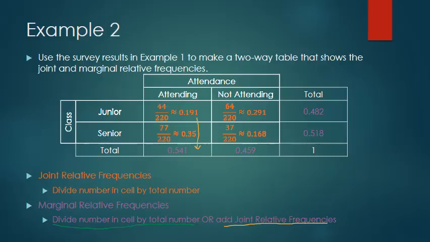So another way to do this, the number in this cell was 121, I believe. So 121 divided by 220 should give me this number as well. So those are 2 different ways to get the same thing, and we could do either one of those in each of the spots on this table where I have purple in there, and that gets me the marginal relative frequencies. One last thing to point out, notice this right here, the total here is always going to be 1.